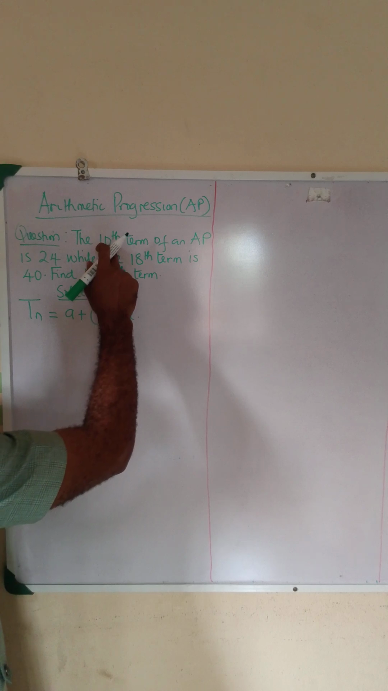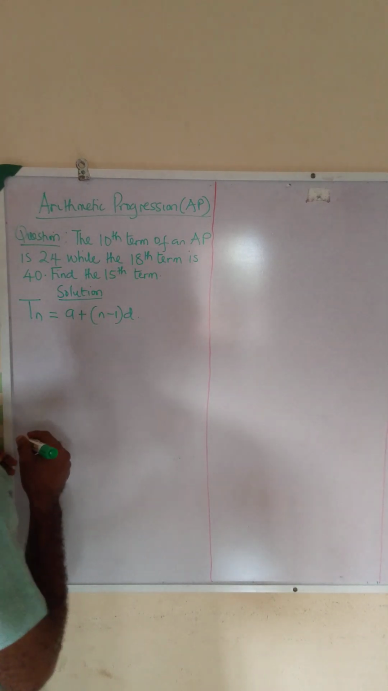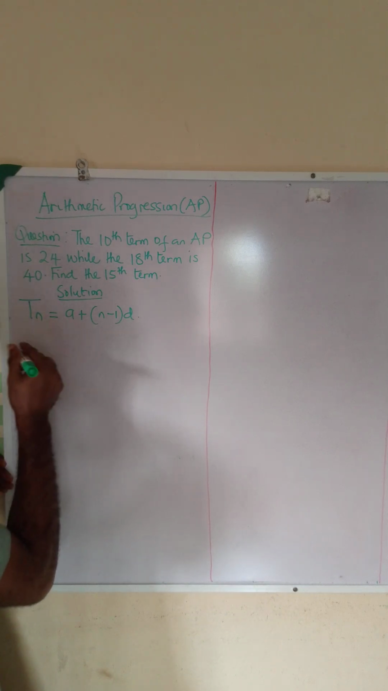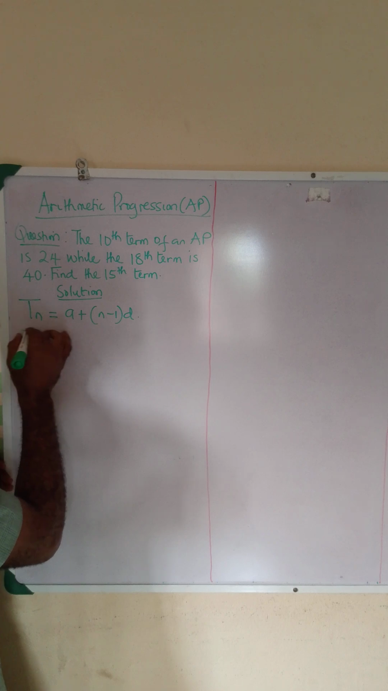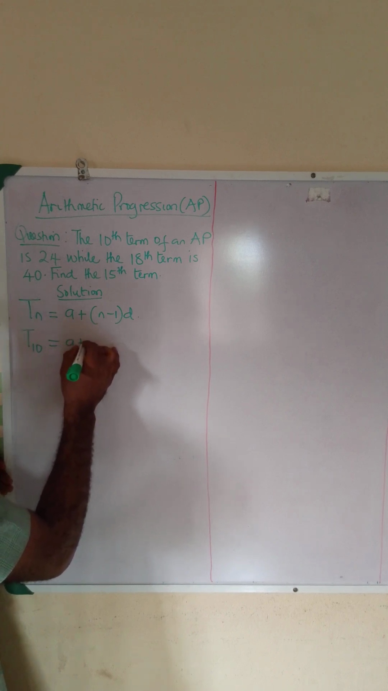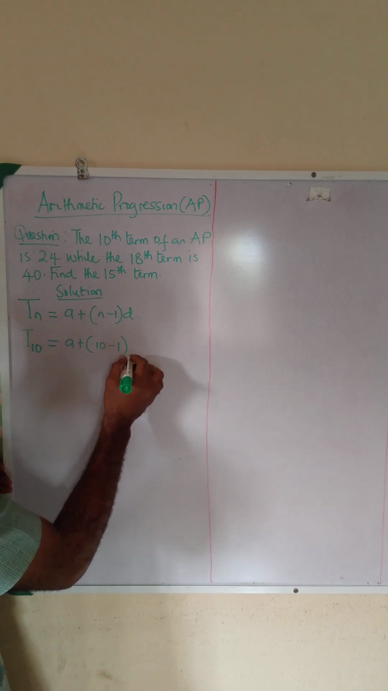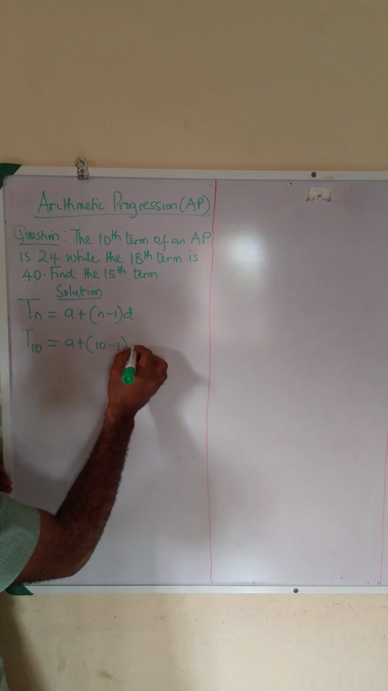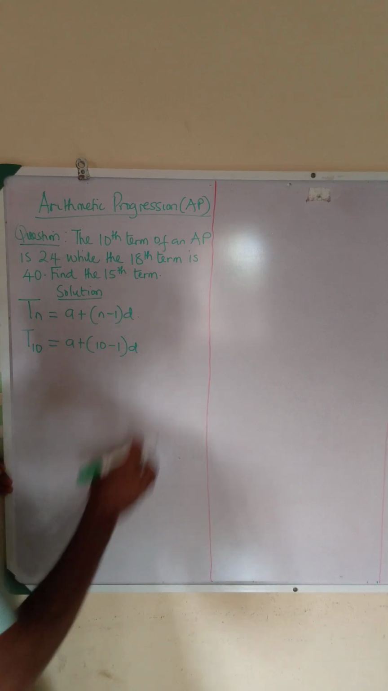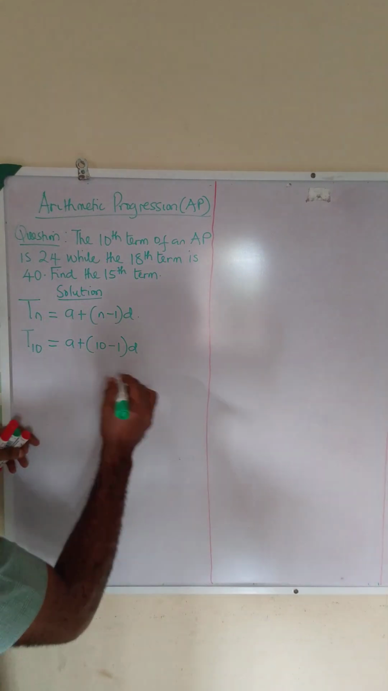So we are told that the 10th term of an AP is 24. So we are going to have that T10 will be equal to A plus (10 minus 1) D. Yes, we can call this our equation, okay? Because they said the 10th term of an AP is 24.